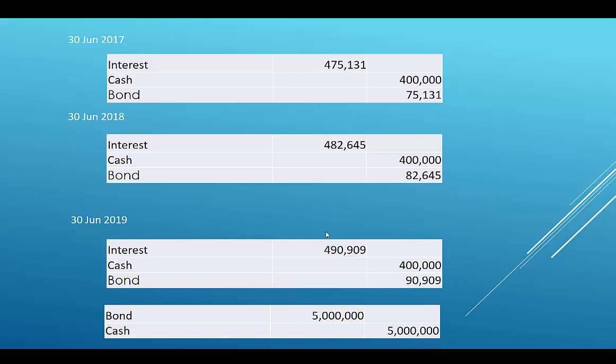Finally, at the end, the maturity of the bond, we have the bond being repaid at face value, which is $5 million. So accounting for bonds using the amortised cost method is pretty straightforward, and it gives us a pretty consistent interest expense from year to year. It's only increasing because of the slightly increasing amount of the liability.